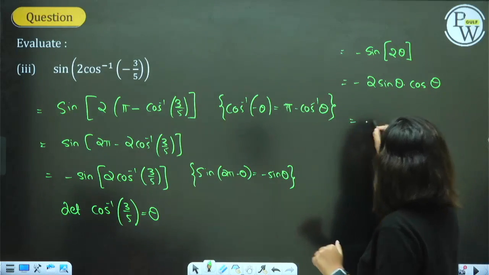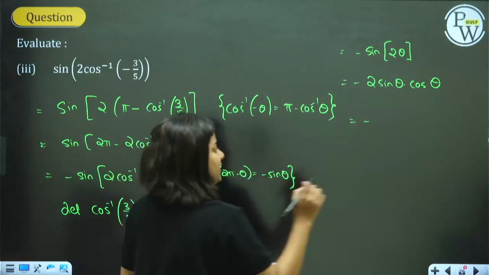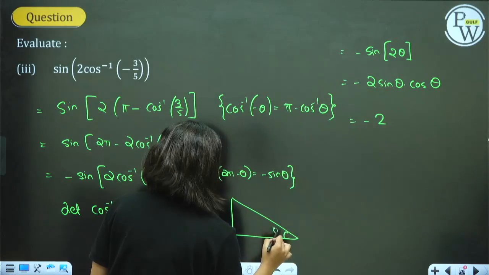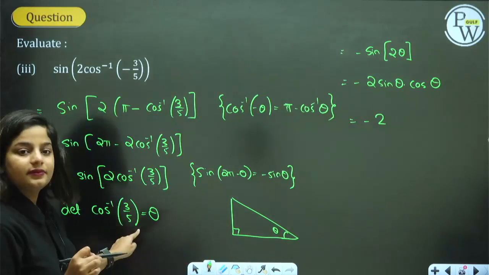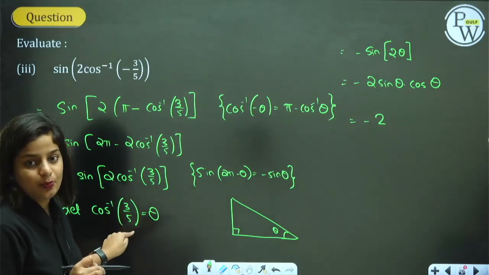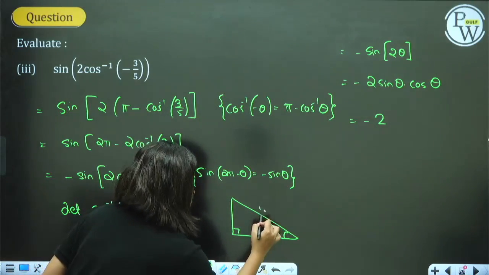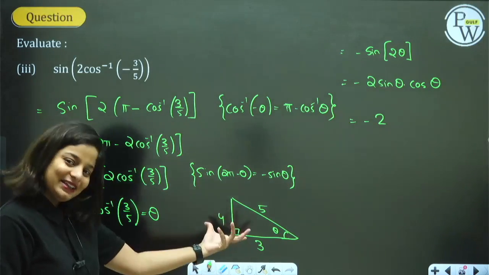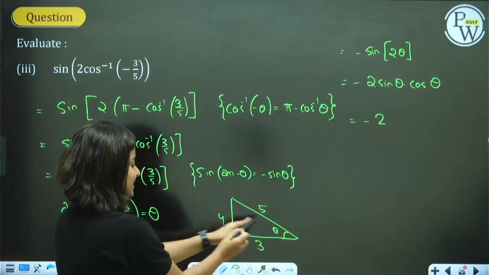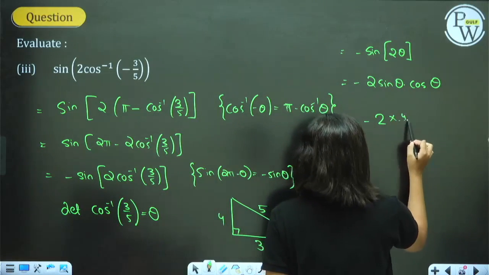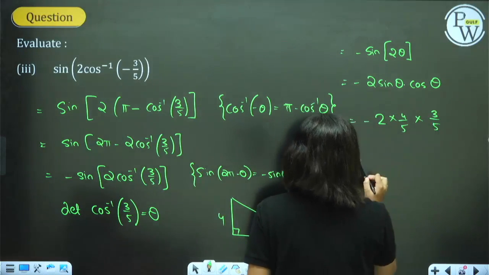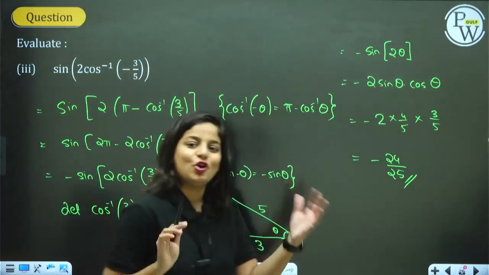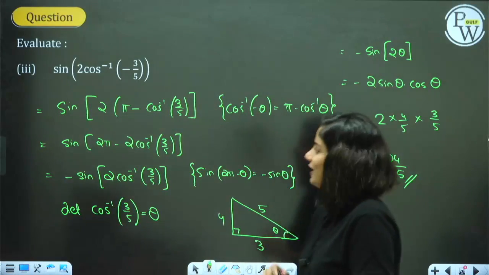Let's find the value of sine theta and cos theta from the triangle. What is the triangle going to look like? Cos is 3 by 5, and cos is adjacent upon hypotenuse. So adjacent 3, hypotenuse 5, opposite will automatically be 4. From this triangle, sine theta is 4 by 5, cos theta is 3 by 5. And the answer is once again minus 24 by 25. The answers are ranging between minus 24 by 25 and plus 24 by 25.